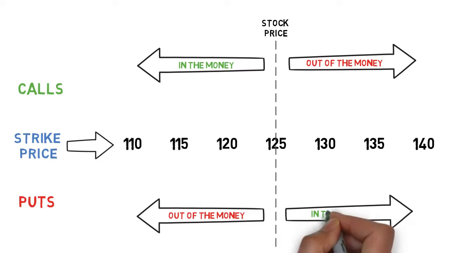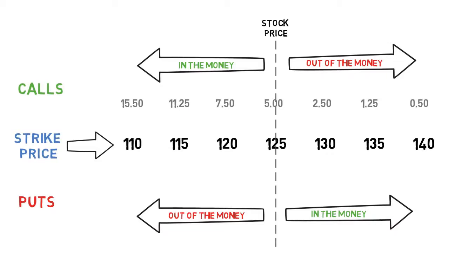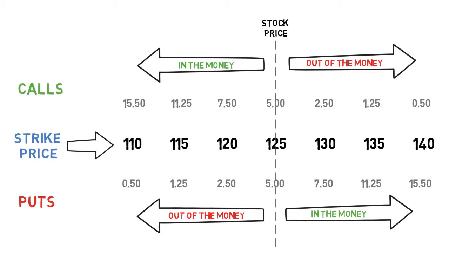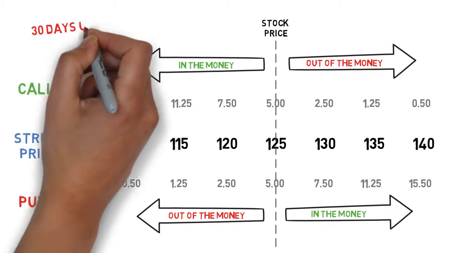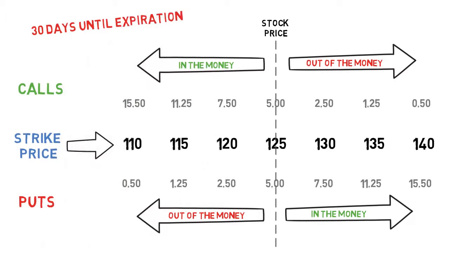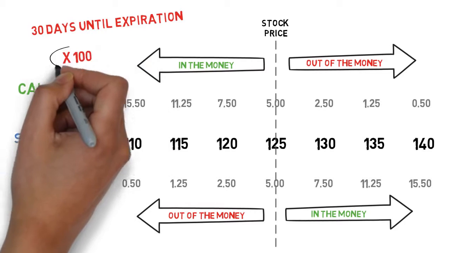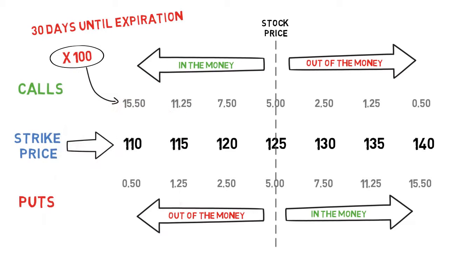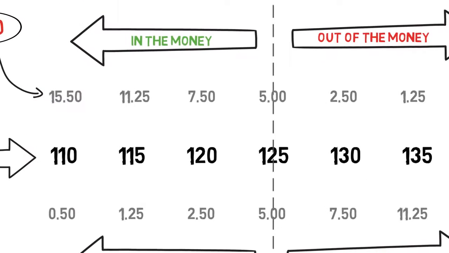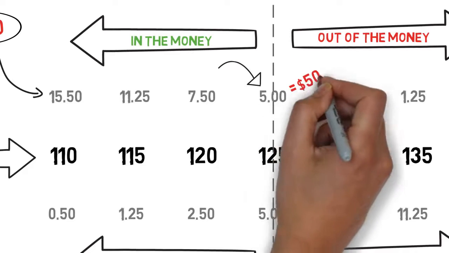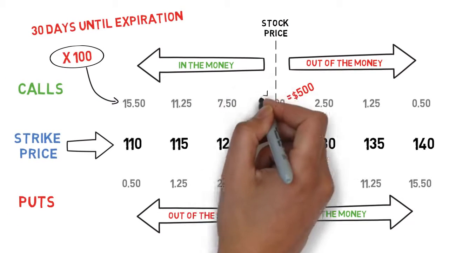I know this is a lot to digest right now, but soon it will become second nature. So here's an idea of what each option's price will look like with, let's say, 30 days to expiration. And just a quick note, each option contract represents 100 shares of stock. So these prices have a multiplier of 100. So, for example, if you buy one contract of the 125 call, this will actually cost you $500, not $5.